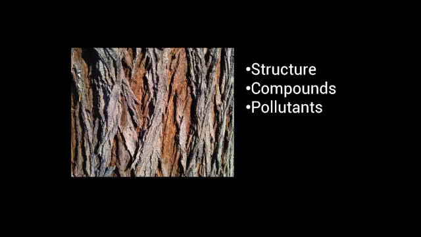There are several contributing factors to the texture and color of the bark, but the very core of it would be its structure, compounds, pollutants, and some other outside sources that affect the color of the bark. So with structure, it affects the texture of the bark with the types of cells that it's made up of.